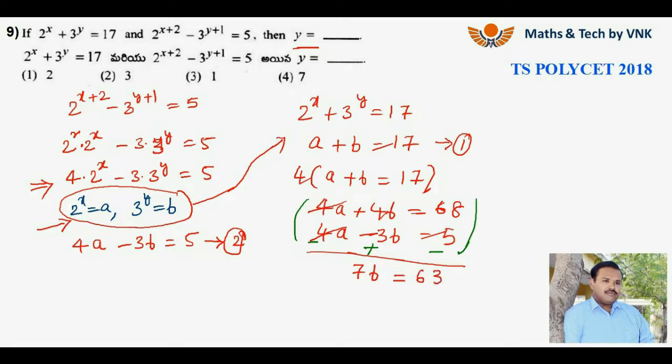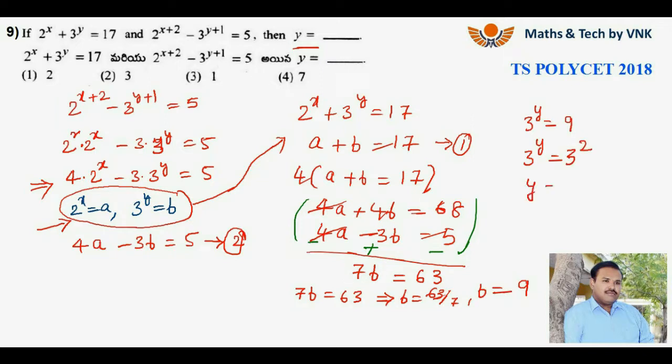So 7b is equal to 63, which implies b is equal to 63 by 7, nothing but b is equal to 9. But b is equal to 3 power y, so 3 power y is equal to 9. So 3 power y is equal to 9, nothing but 3 power 2. So bases are same, 3 and 3. So y becomes 2. So the correct option will be option 1.